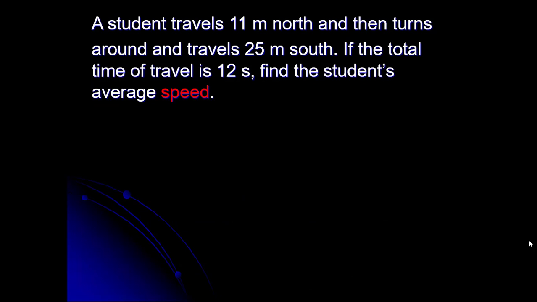So say we have a student traveling 11 meters north and then turns around and travels 25 meters south. If the total time of travel is 12 seconds, find the student's average speed. All right, so we're going to go 11 meters to the north, and we're going to come 25 meters to the south. So the total distance traveled is those two things added together. So we're going to have 36 meters as our total distance traveled.